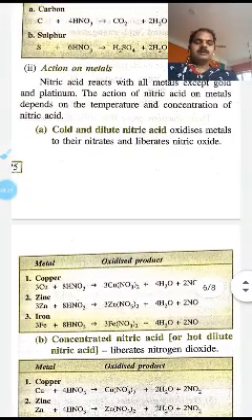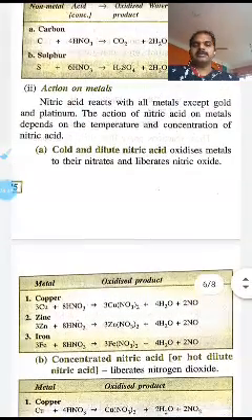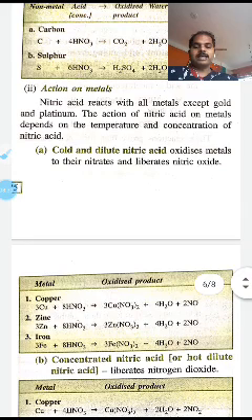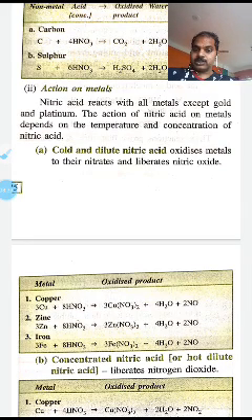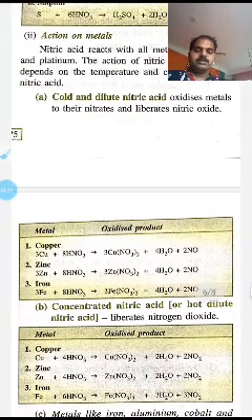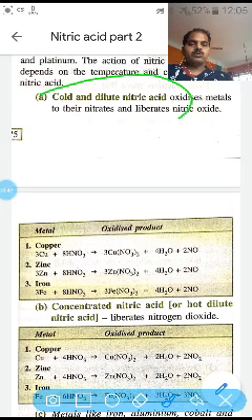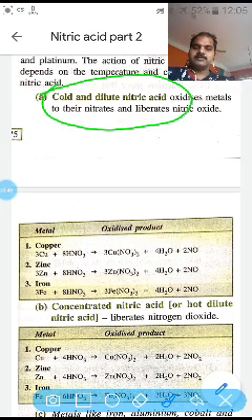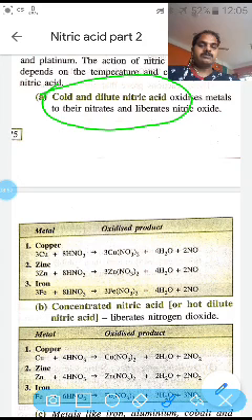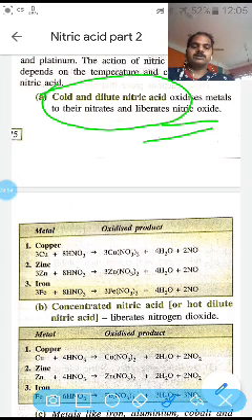Nitric acid reacts with all metals except gold and platinum. Except gold and platinum. You have to remember it. There are two types of reactions that we need to keep in mind. One is with cold and dilute nitric acid. So cold and dilute nitric acid oxidizes metals to their nitrates and liberates nitric oxide.